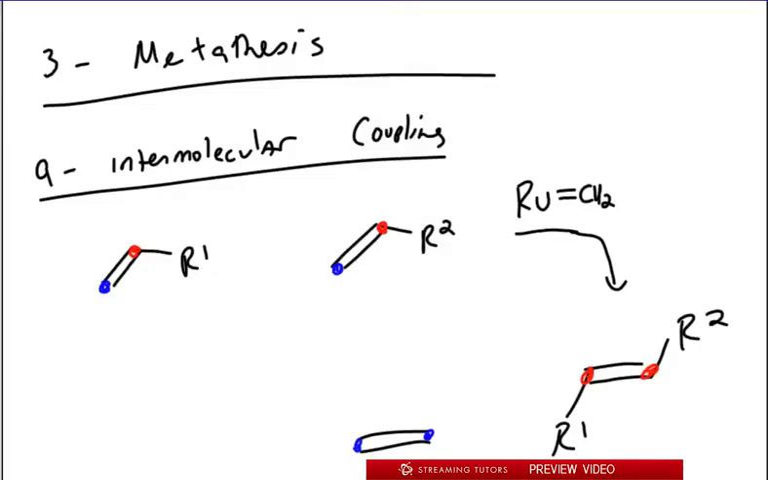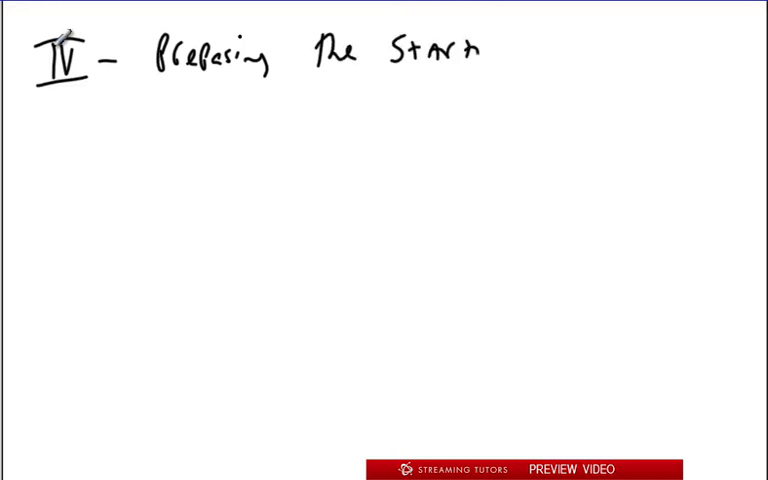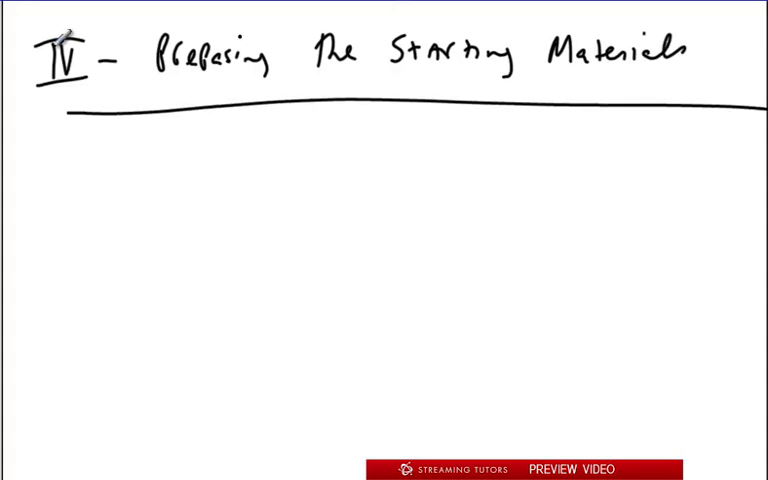Okay, now let's go ahead and do number 4. So number 4, actually Roman numeral 4, is going to be on how we can prepare the starting materials. So we now understand the major reactions involved with this organometallic chemistry.